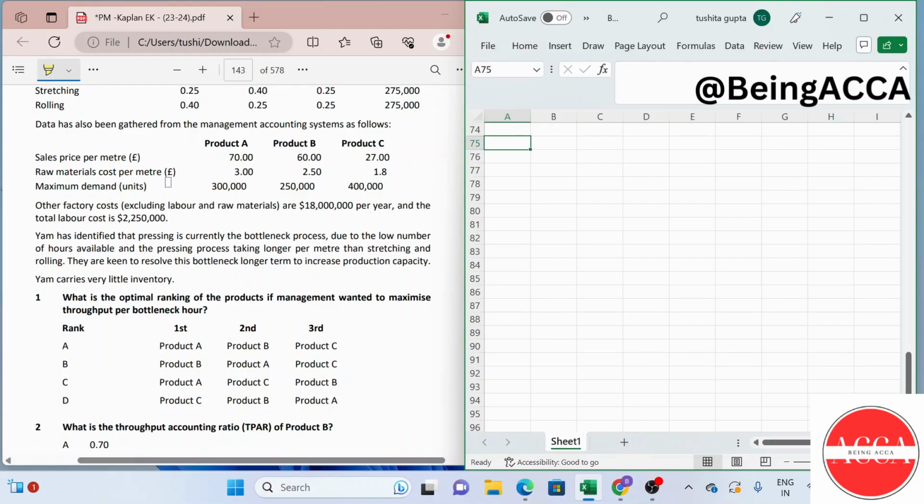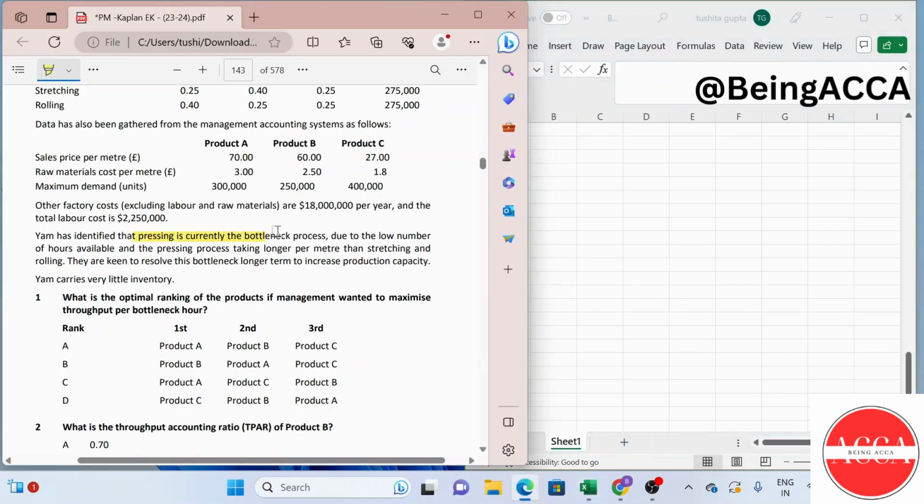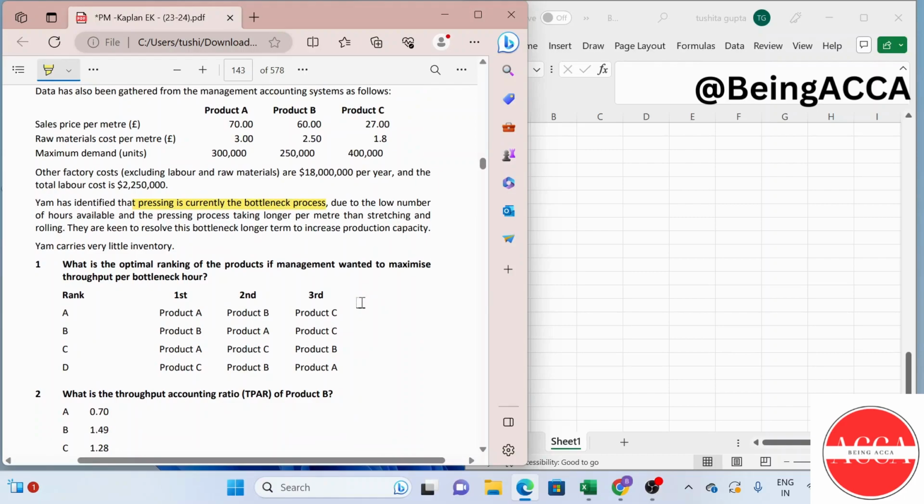YAM Company has identified that pressing is currently the bottleneck process due to the low number of hours available and the pressing process taking longer per meter than stretching and rolling. So we can highlight the fact that pressing is our bottleneck. They are keen to resolve this bottleneck longer term to increase production capacity. YAM carries very little inventory.